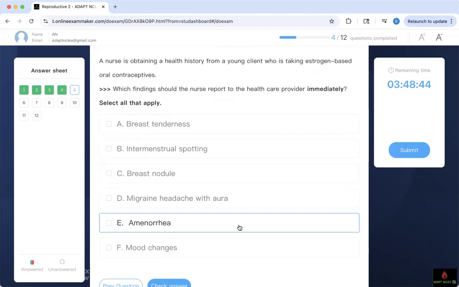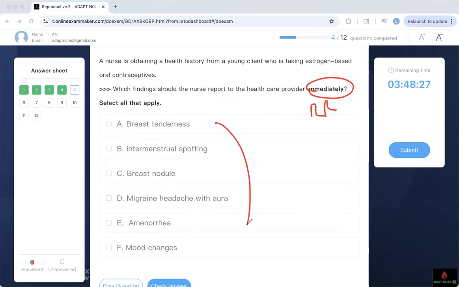What do you think? Pick your answer. Stop the video, select your answer. Think about the question. Go for the buzzword. And now, let me show you the right answer. It's immediately. This is a risk reduction.